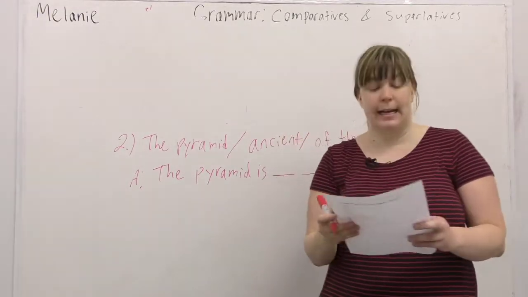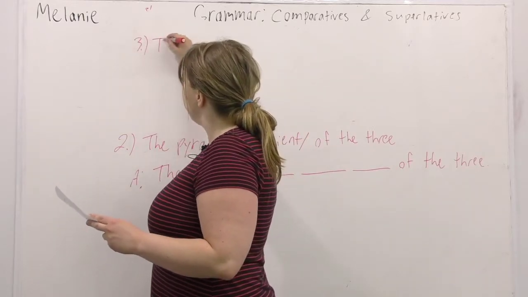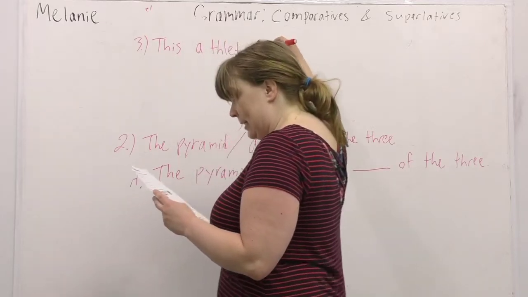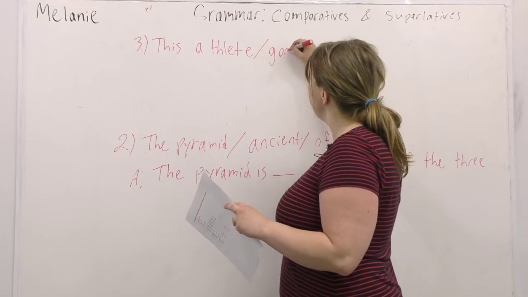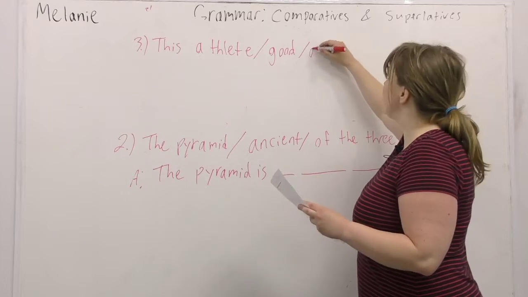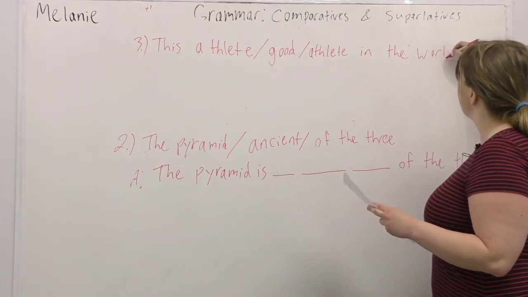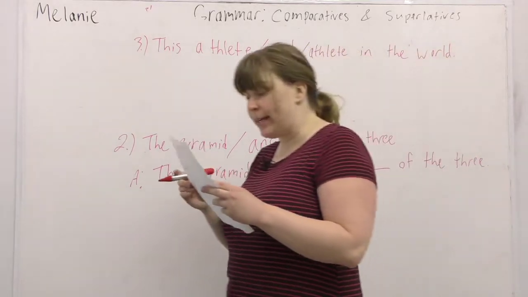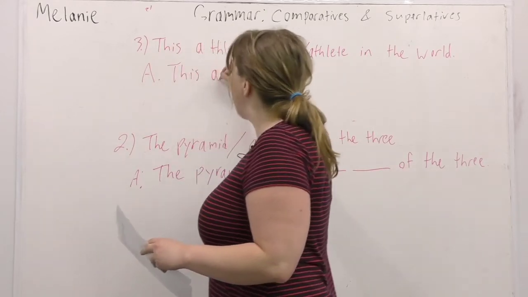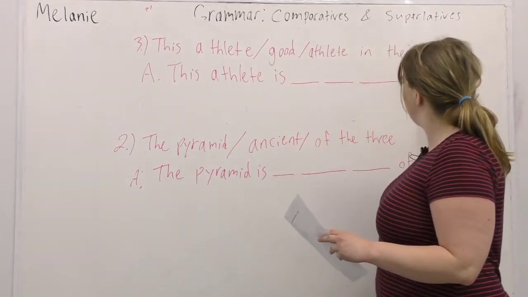Okay. And number 3. This athlete, good. Number 1, good. Athlete in the world. Athlete in the world. Okay. He's won the Olympics. He's won a gold. He's won many golds. So the answer is this athlete is in the world.